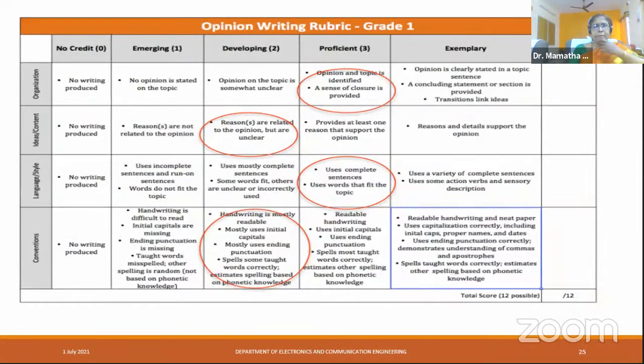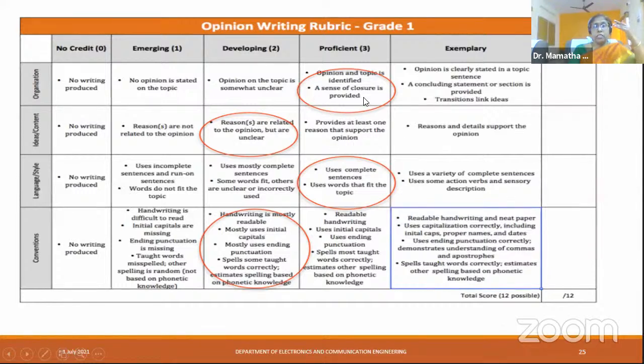This is another example of what we have done. I mean, it's shown as an example, that's all. So here we have different levels. Exemplary is the highest level, proficient is the next level, developing is the third level, emerging is the fourth level. Each of these has definite marks associated with it.